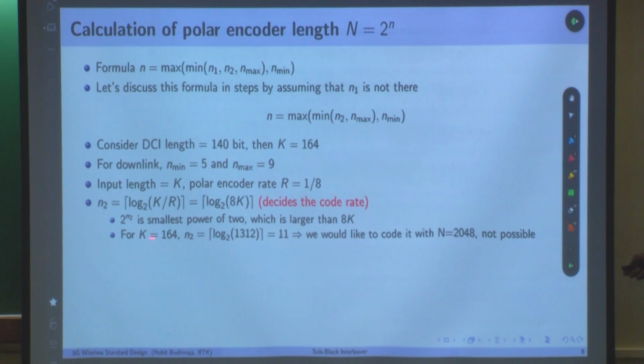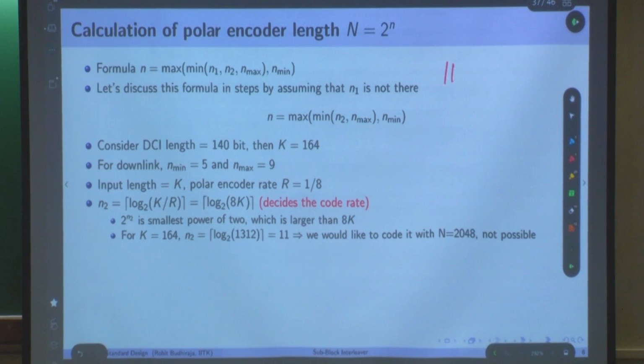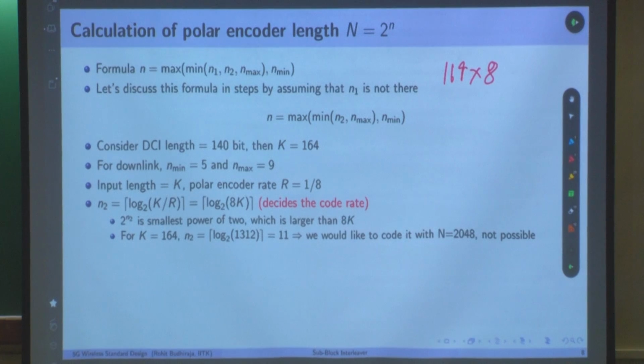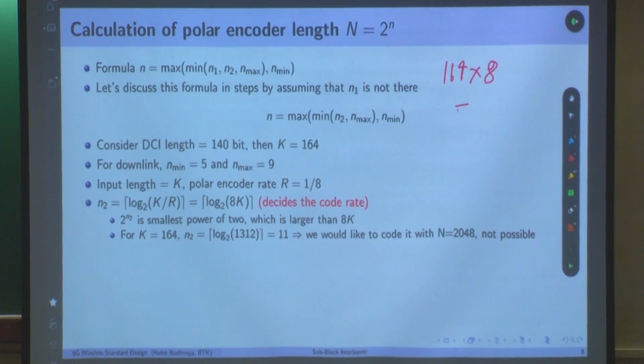Now, just for example, let's make things simple. If I have to simply encode 164 and its rate is 1 by 8, I will get a certain number of bits. What is it? 164 into 8, let's do this calculation. Of course, 8K is 1312.